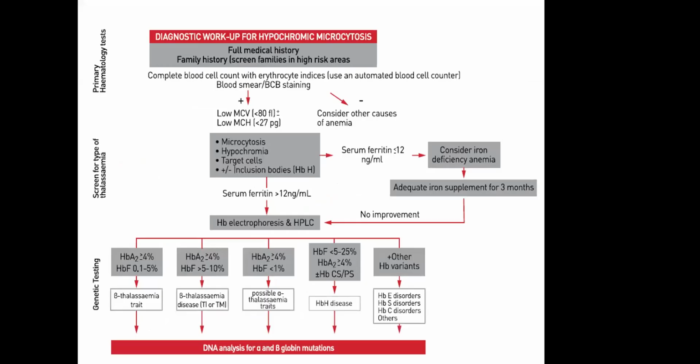So if you suspect iron deficiency anemia, you do your workup, look at your MCV, MCHC, and your ferritin levels, and then you think about doing an HPLC for all your patients. If your ferritin levels are low, then it's definitely iron deficiency anemia. But if your ferritin levels are more than 12 nanograms per milliliter, then you should get an HPLC electrophoresis done. That is needed for this.